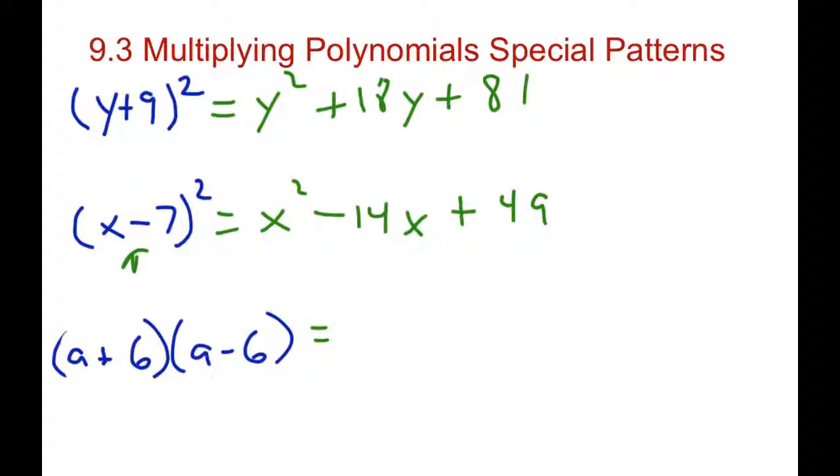All right, then our last one, we have our first term squared. So I have a plus here and a minus here. That gives me a minus. And I don't have that middle 2ab term in this one. I just have now the last term squared. 6 squared, 36. And that's it.